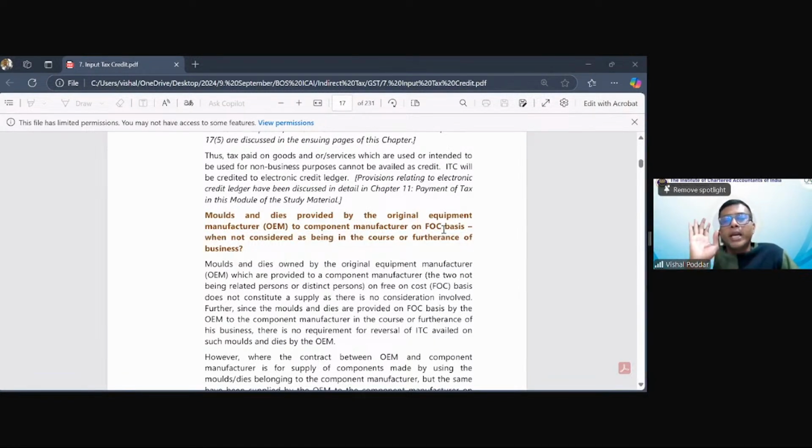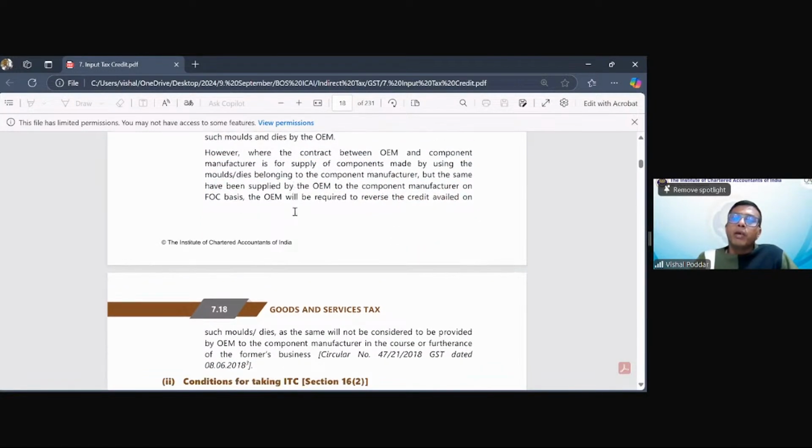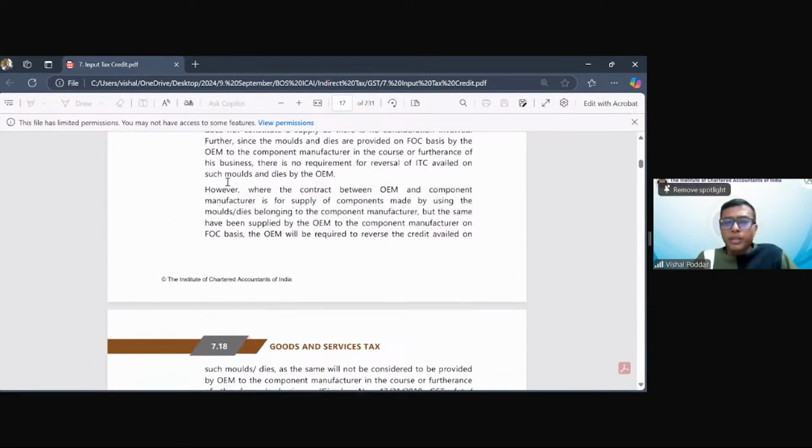So this is what is clarified in this particular circular, that when they are saying it should be used, it does not necessarily mean I should use it myself. Here I am giving that mold and die to you. Even if you use it for making my product, ultimately it is being used by me only, and I satisfy this particular condition. Correct?